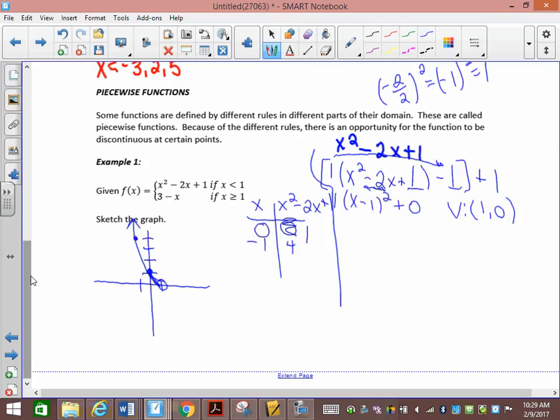On the right of 1, it looks like a line, right? So the very first one I'm going to start at is x equal to 1, because that's where I start, and then I get bigger from there, right? So when I plug in a 1, I get 3 minus 1, which is 2. So at 1 and 2, I have a closed dot. Because it's equal to 1 for this equation.